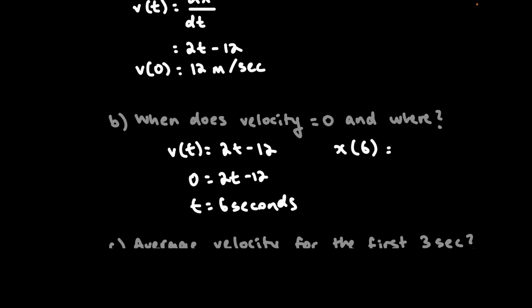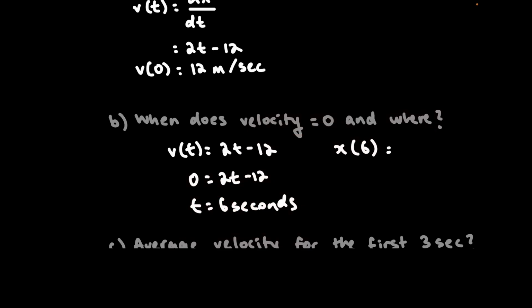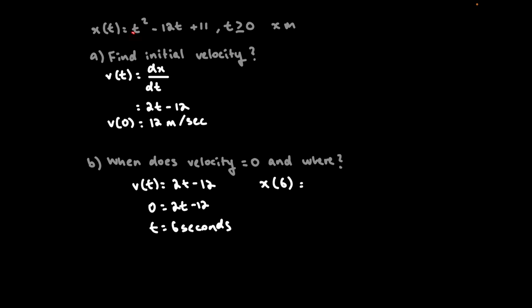So we worked out the time when the position doesn't change: the time when velocity is 0 is 6 seconds. Now we need to work out the position at that time. When t equals 6, all we do is plug it back into this original equation here. So it's the same as 6 squared minus 12 times 6 plus 11.